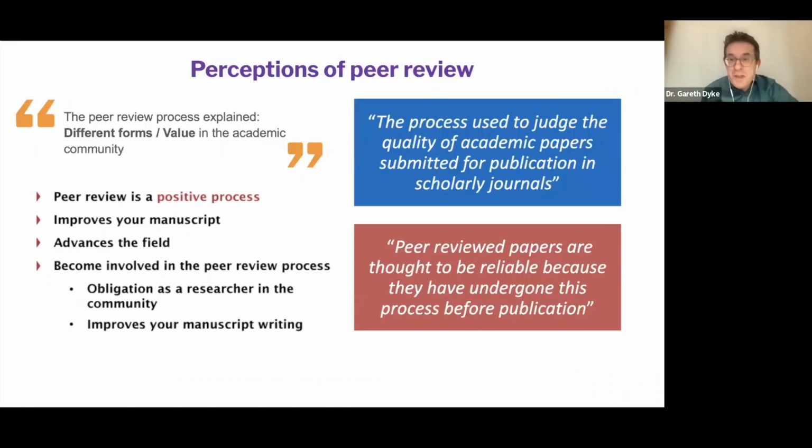So perceptions of the peer review process, the process used to judge the quality of academic papers submitted for publication in scholarly journals, can be explained as often a negative experience for authors. And if you've submitted a paper to an international journal and received peer reviews back, perhaps you'll agree with that statement. Perhaps you'll agree with me that by and large, it's not a positive experience. However, it should be, and that's something that we're working hard to try to change.